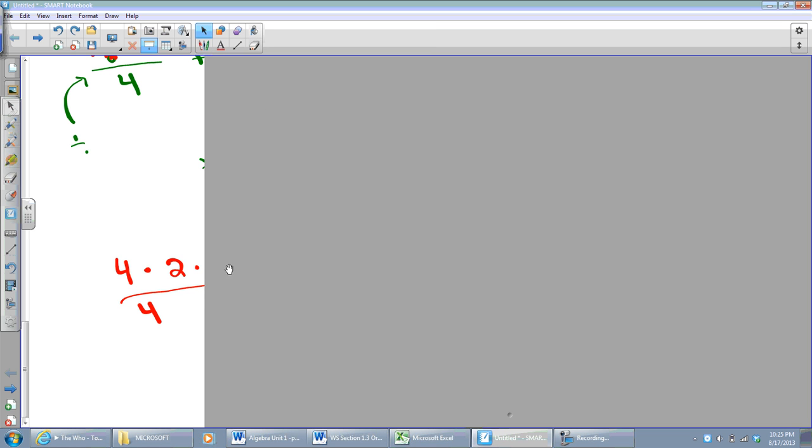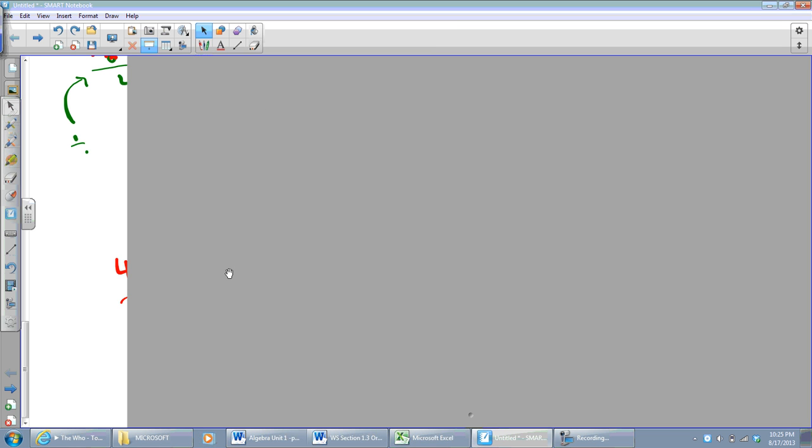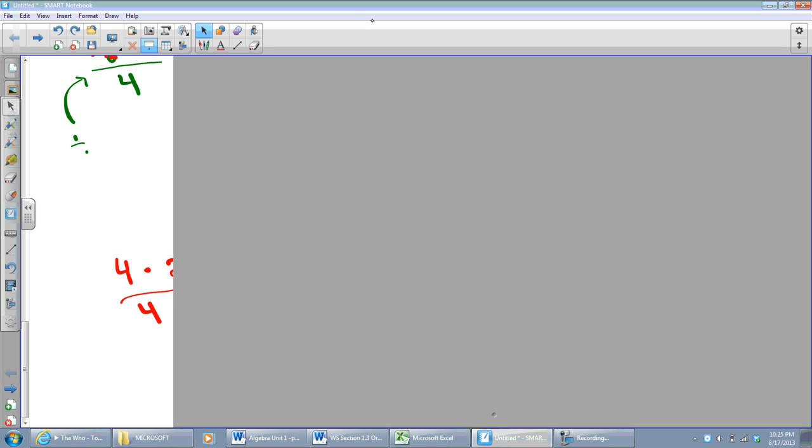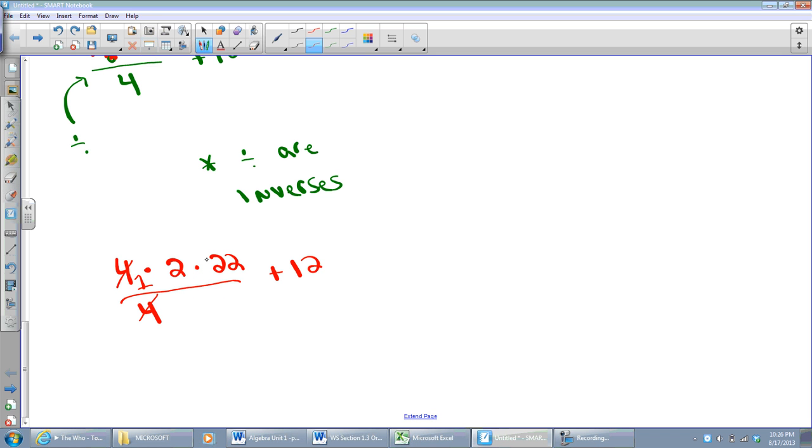If I do this, I can see that 4 divided by 4 turns into 1, right? Well, now my numerator is a whole lot easier to deal with. I have 1 times 2 times 22, which is 44. The denominator is 1, so I don't need it. 44 plus 12 is 56. Yeah, you can do that.